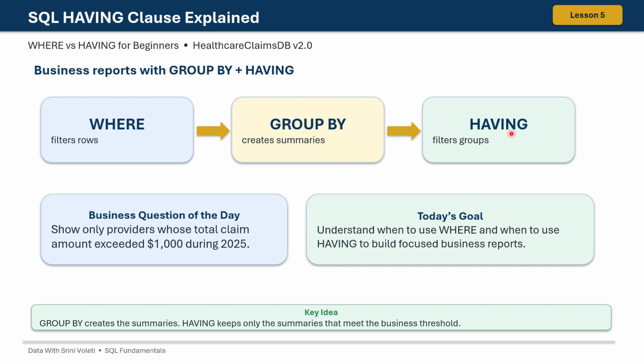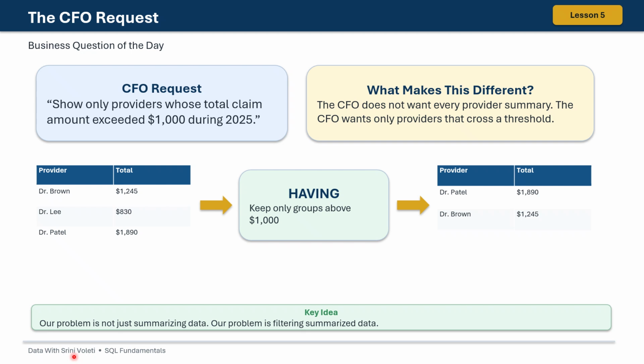In the previous lesson, GROUP BY helped us summarize healthcare claim records into provider level reports. Today, we take the next professional step. We'll learn how to filter those summarized groups so business users see only the results that matter. We'll use Healthcare Claims DB version 2.0 and our examples will match the actual database schema. The key tables for this lesson are claims, providers, members, and insurance plans. Let us begin with the business question that creates the need for HAVING.